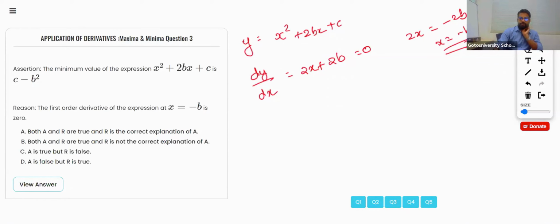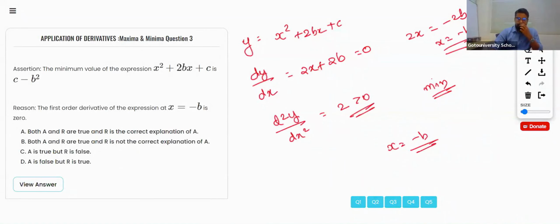If we differentiate this again with respect to x, what we get is 2. This is greater than 0. As it is greater than 0, we have got the minimum value. At minimum value, what is x? X is equal to minus b. If you put minus b in the equation, what we get is b square minus 2b square plus c. Yes, what they're telling is correct.